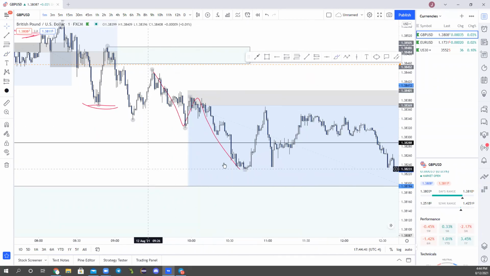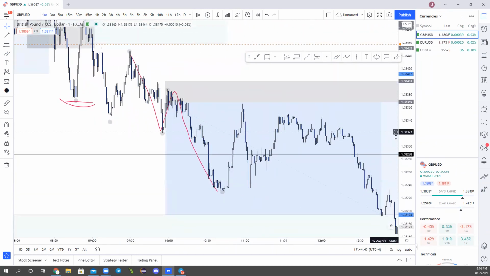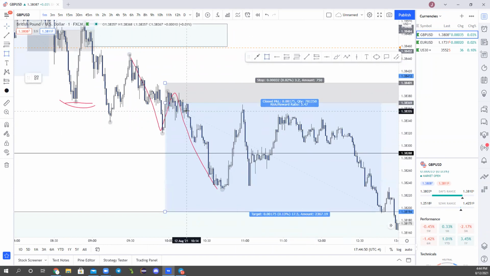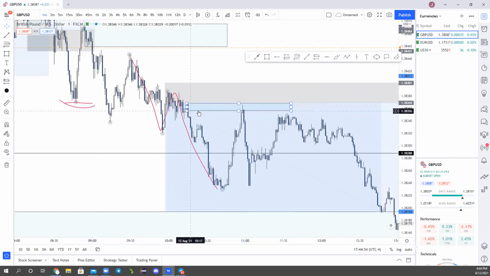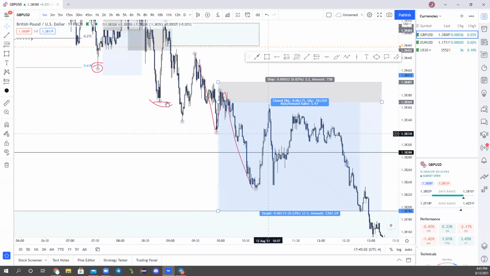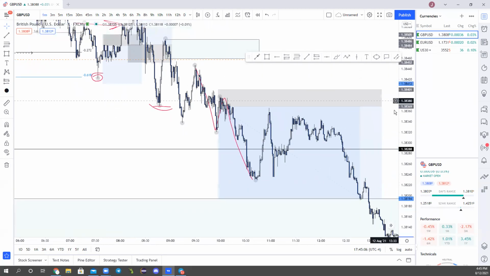So you could have, if you wanted to, entered again. Could have entered again right here. Stops above this, taking it down. And then it never quite tested this candle, but it got close. So yeah, that trade that I just drew on there was hindsight, but I actually did end up taking this trade.